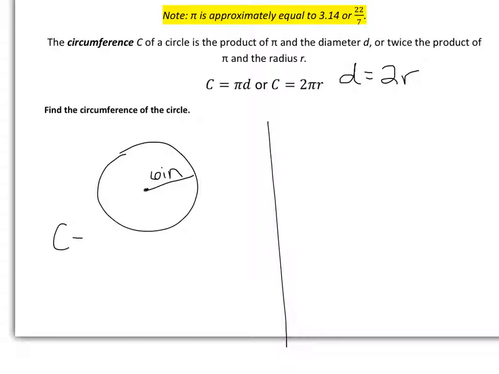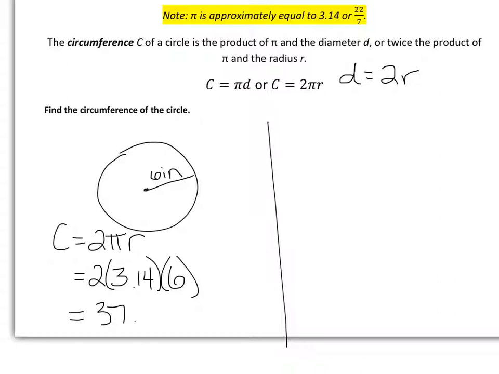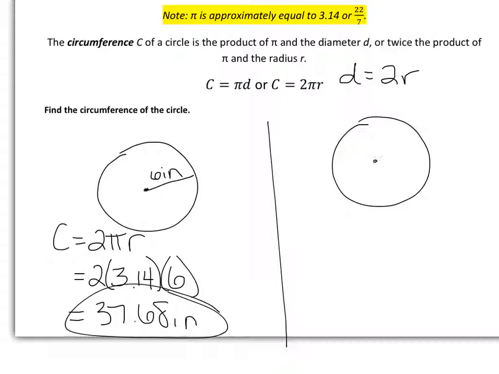So the circumference equals 2 pi r. We're going to leave 2 alone. Instead of pi, we're going to plug in 3.14. My radius is that 6 inches there. Whenever you take 2 times 3.14 times 6, punch all that in your calculator, you get 37 and 68 hundredths inches. Since circumference is a distance, it just stays inches. It's not squared or cubed or anything like that. It's just a distance.